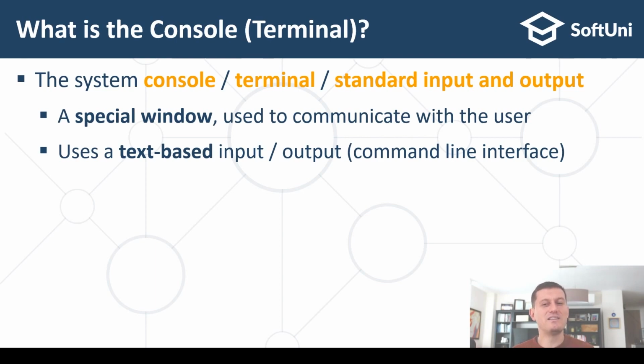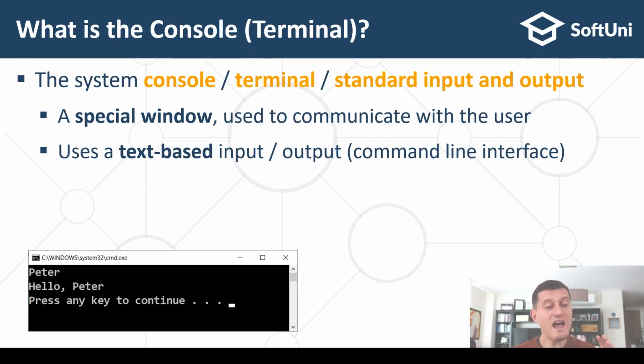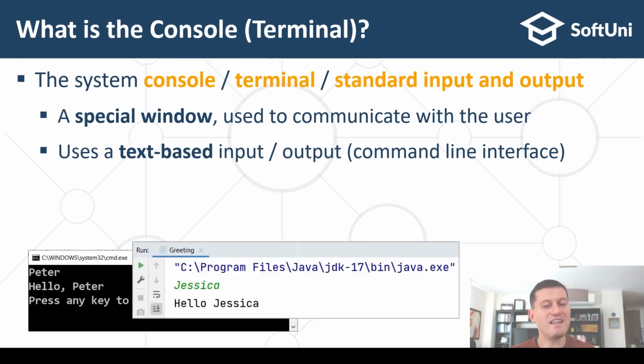It's a text-based interface, or it's called command line interface because we can send commands through this input and output text data. So this is how it could look like. This is typically a black window where you write some data and this data is sent to the program behind, and the program can print something as output. So this is another example of how the console can look like. This is in IntelliJ IDEA. So the green text here is what the user enters, and the black text here is what the program prints as output.